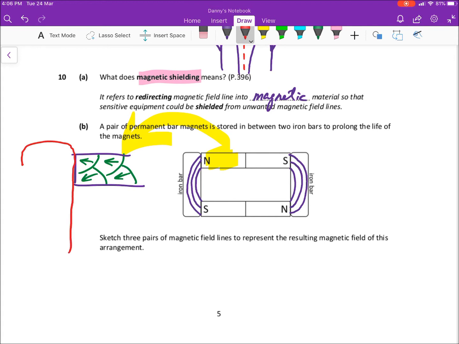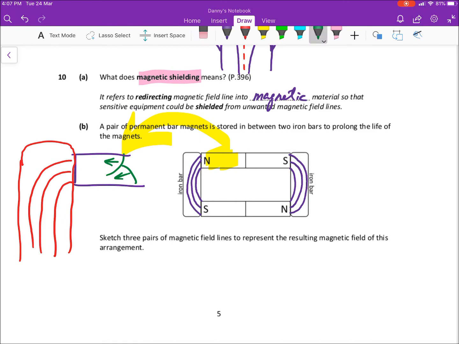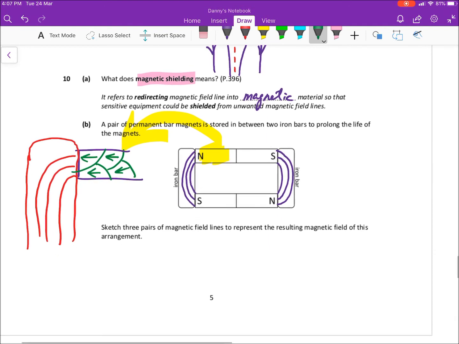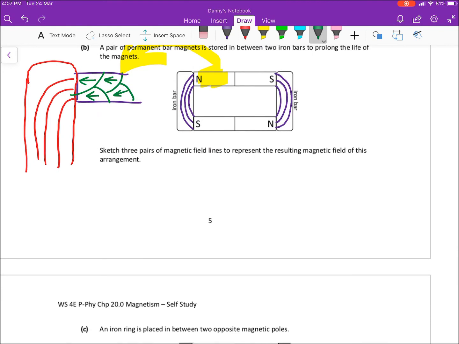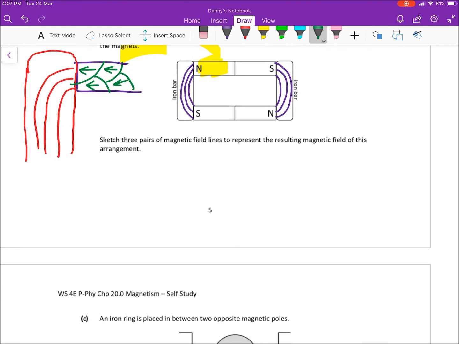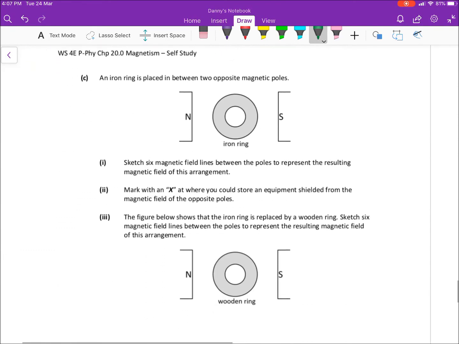So let's say I put an iron bar here. When I put an iron bar here, the magnetic field line, let's use red, will actually go like that. Because of that, the domain pointers over here will be very, very straight. It will be like this. So in a way, it can help you store and prolong the life of the magnet, because it reduces the effect of the Earth's magnetic field on this permanent magnet.